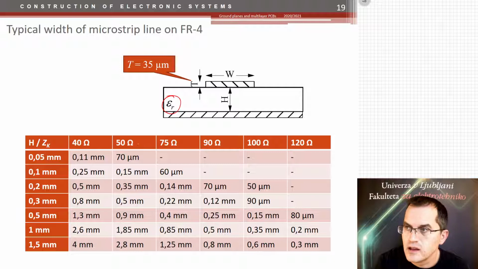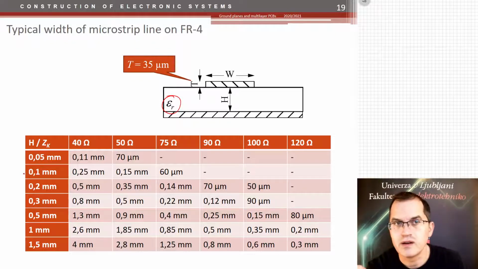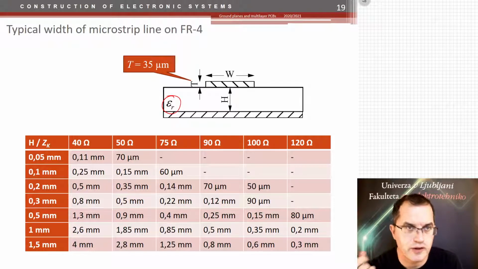Now if I want a 50 ohm line, as I showed you, on a 1.5 millimeter PCB, I need a 2.8 millimeter wide track. Of course, for a normal track width, I would have to go to 0.2 or 0.1 millimeter thickness, which of course would already require a multiple layer PCB, because such a thin 2-layer PCB is just not the way to go, because it would be too flexible, too thin, too fragile.